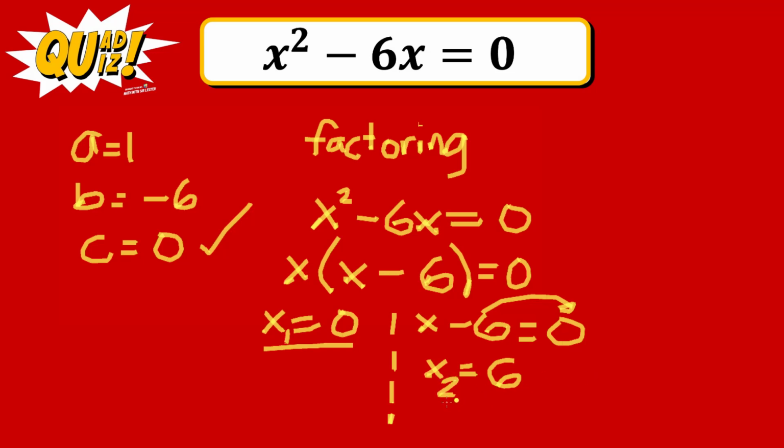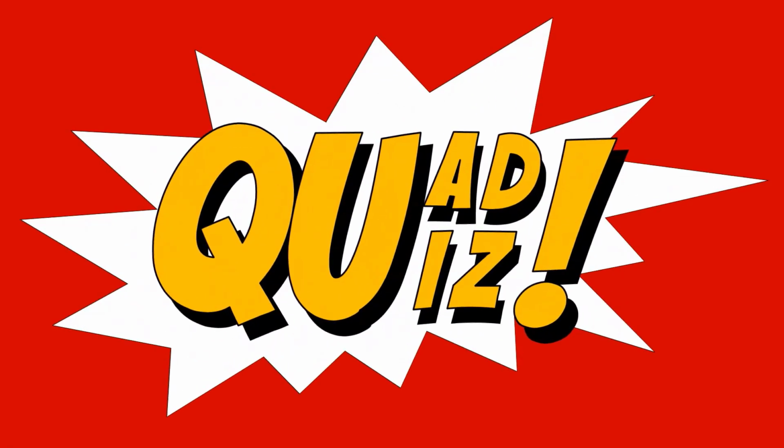In short, the roots of this given quadratic equation using factoring are 0 and 6. So we are using this, or we did this because it's c that is equal to 0, and it's easier for us to do this one. So this is the answer using factoring for this QuadQuiz.